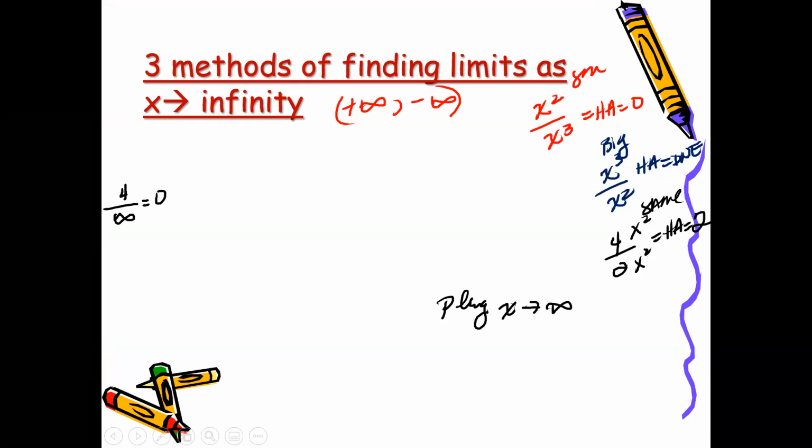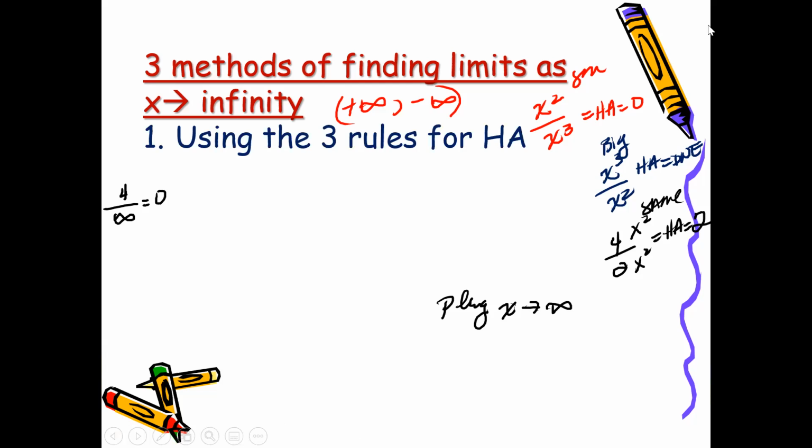All right, so let's go over the 3 different methods of finding limits as x approaches infinity. The first one is simply that you remember the 3 rules for horizontal asymptote. Remember, if the exponent on top is smaller than the denominator, then your horizontal asymptote is going to be 0 as x approaches infinity. On the other hand, if the top has a bigger exponent than the denominator, then it does not exist, or it could be a positive infinity or a negative infinity, depending on the work that you're doing.